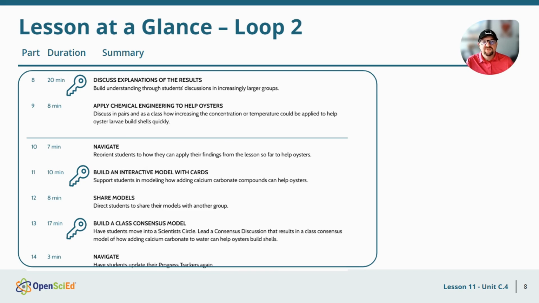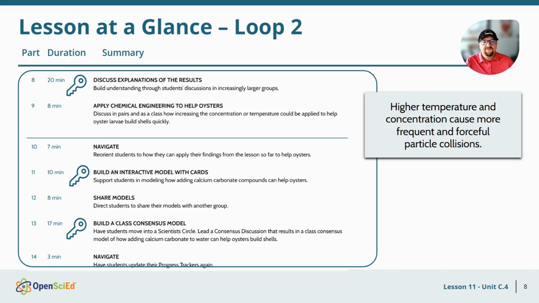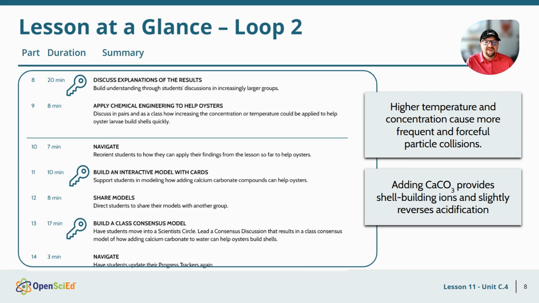For Loop 2, students address that particle level question. They analyze their lab data and use interactive reaction cards to model particle motion and collisions. Through this, they figure out that higher temperatures and concentrations lead to more frequent and energetic collisions. Furthermore, they discover that adding calcium carbonate provides essential carbonate ions for oysters while pulling free hydrogen ions out of the solution, which slightly raises the pH. They end the loop wondering how to evaluate this chemical solution against real-world social and environmental constraints.